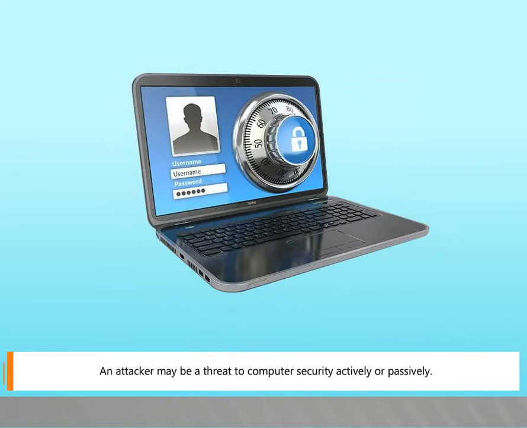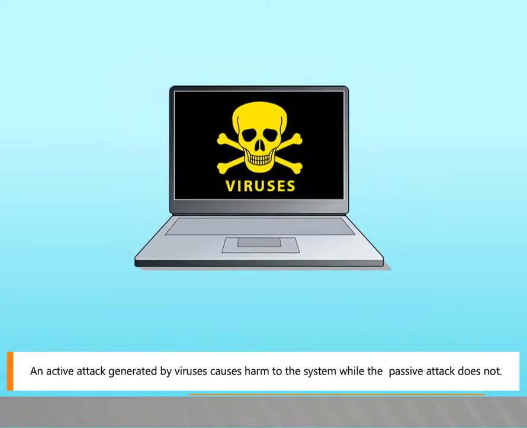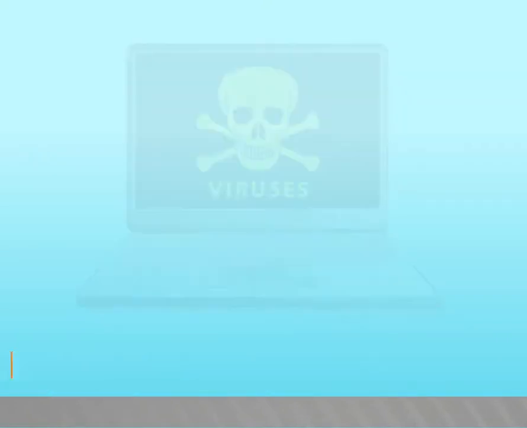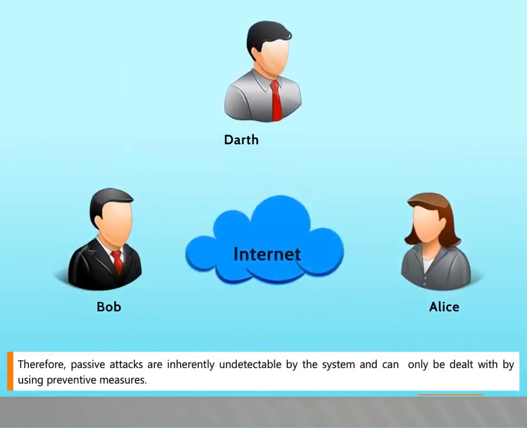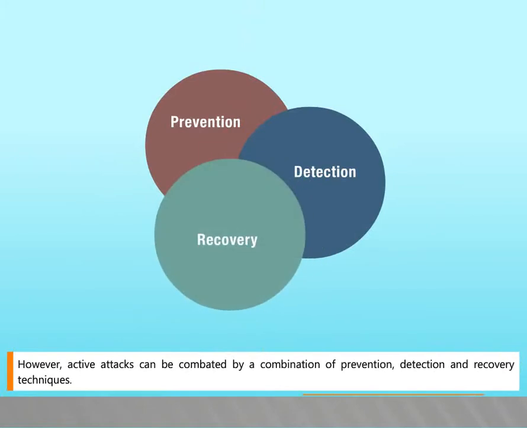An attacker may be a threat to computer security actively or passively. An active attack generated by viruses causes harm to the system, while the passive attack does not. Therefore, passive attacks are inherently undetectable by the system and can only be dealt with by using preventive measures. However, active attacks can be combated by a combination of prevention, detection, and recovery techniques.